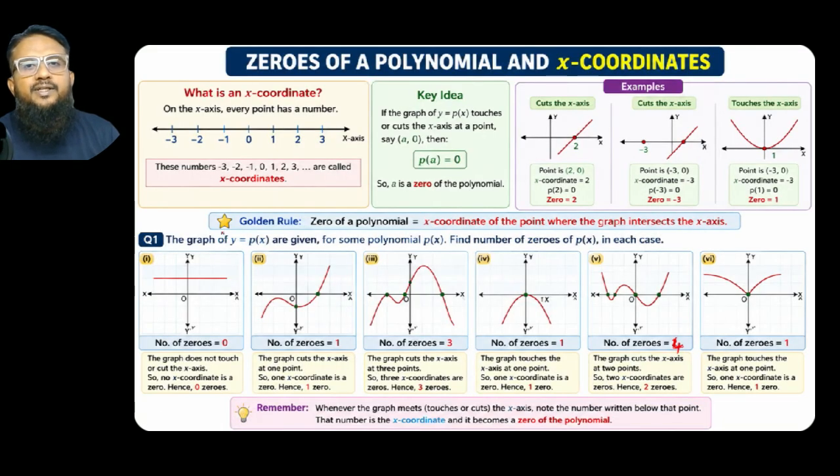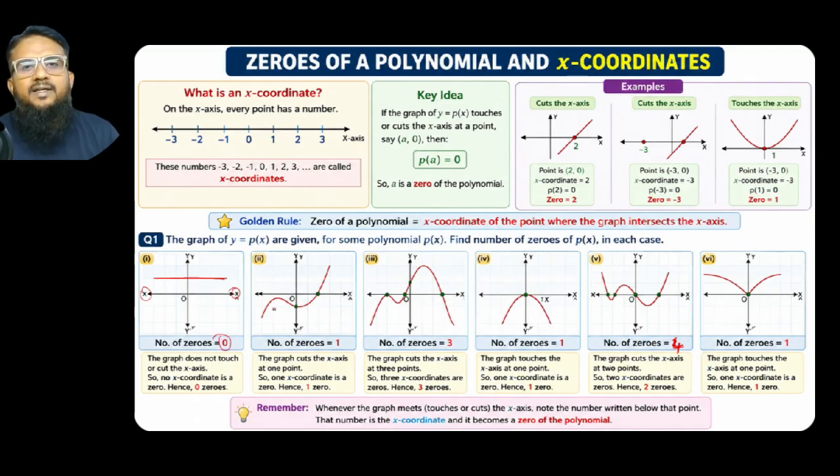Now students, you see this question. The graph of y equals p(x) is given. For the given polynomial p(x), find the number of zeros of p(x) in each case. See, in this part 1, this is a polynomial line and this is the x-axis. In this case, the graph does not touch or cut the x-axis. So the number of zeros is 0.